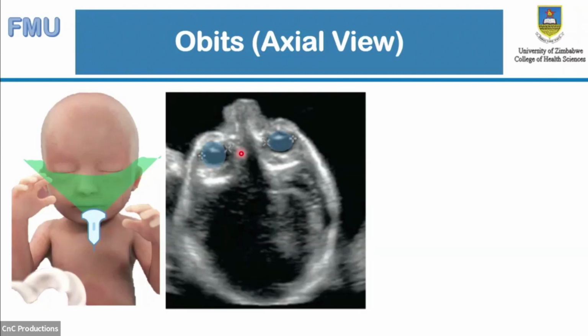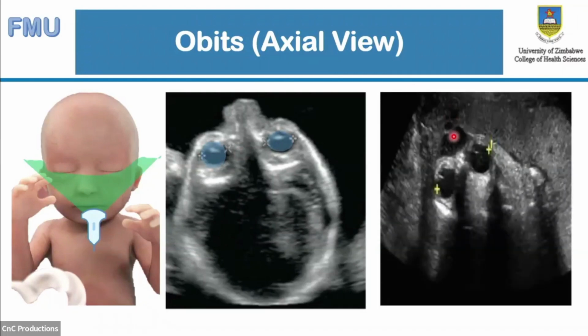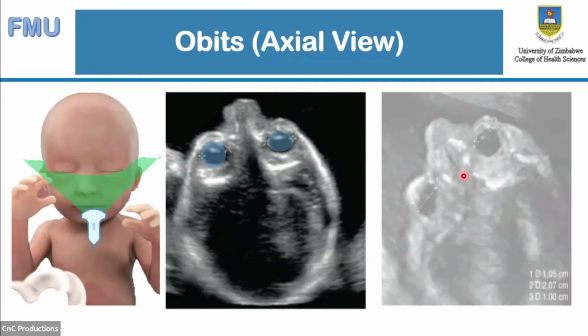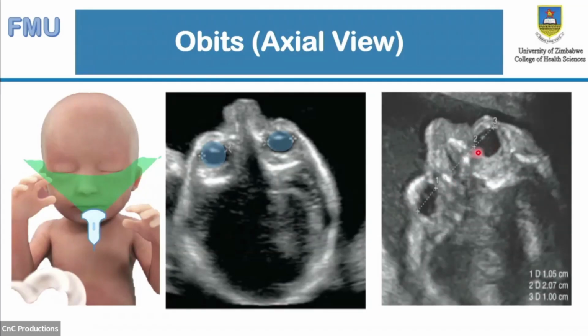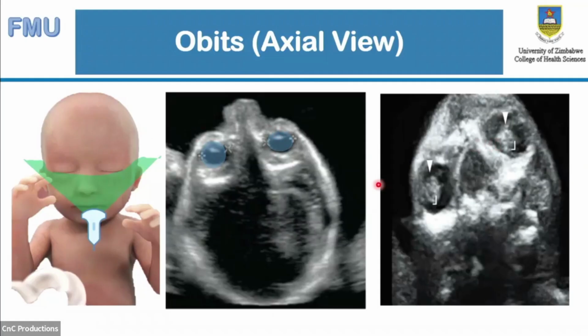So these are the images that we expect. If there is hypotelorism, then the interorbital distance becomes small, and if there is hypertelorism, then the distance becomes wider. Then on this image we also rule out any masses within the orbits. As we can see in this image, there are cataracts.